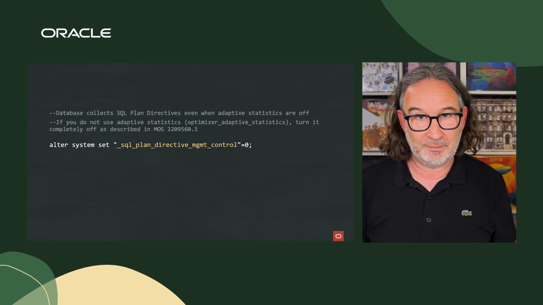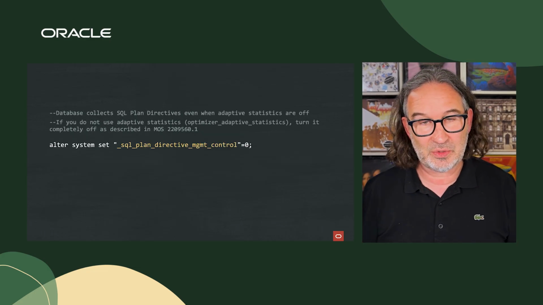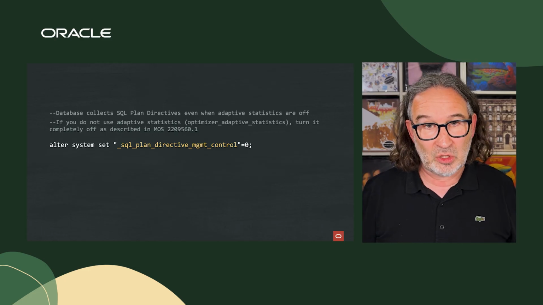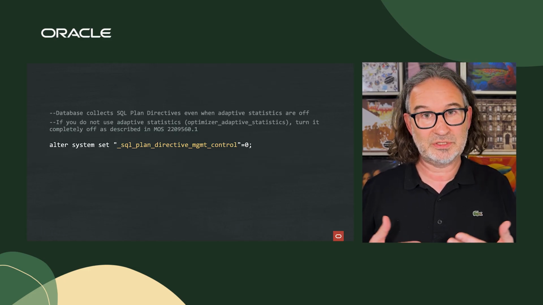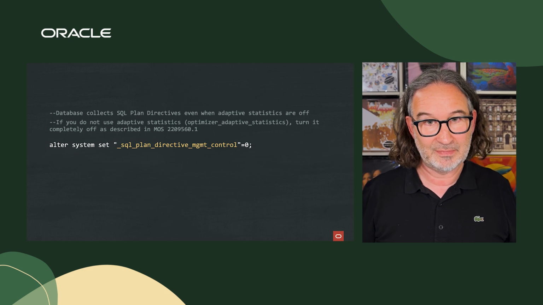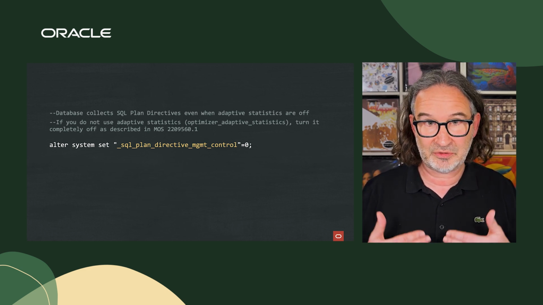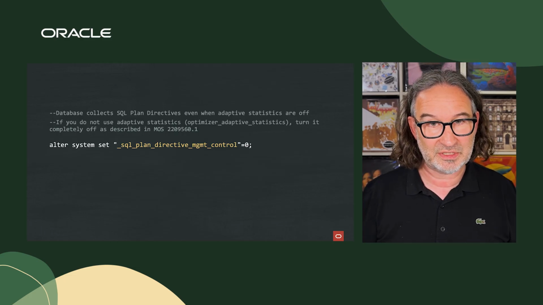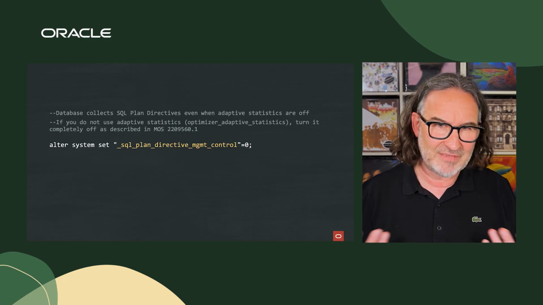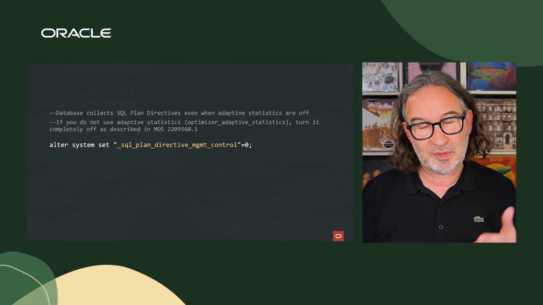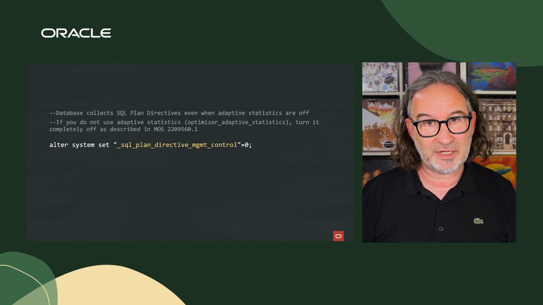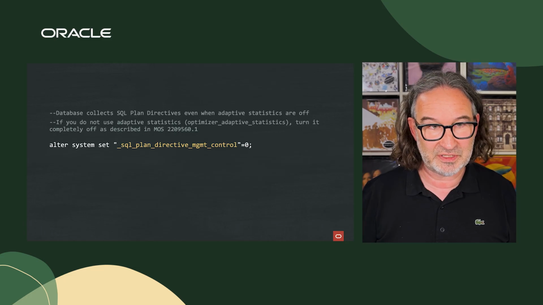And there's another one we would like to tell you about. Typically in all your environments, optimizer_adaptive_statistics is false. And this also turns off the SQL plan directives. Still, the database is collecting SQL plan directives in the background and storing them in your SYSAUX tablespace. If you think that shouldn't happen, then please set _sql_plan_directive_mgmt_control equals 0. And this will turn off the collection of SQL plan directives completely in your databases.